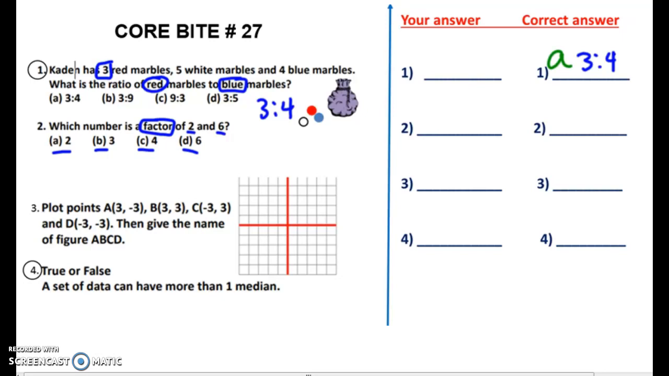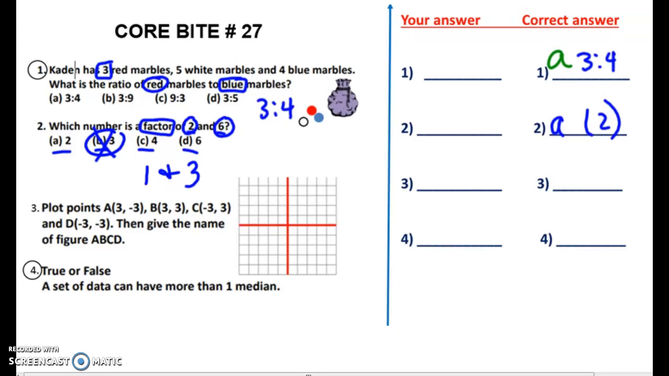The correct answer for number 2 was A. 2 is the only number that will go evenly into both 2 and 6. 2 goes into 2 one time. 2 goes into 6 3 times. Let's look at choice B. 3 goes into 6, but it does not go into 2. So B would not have been your correct answer.